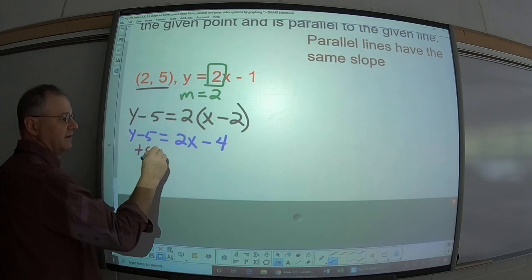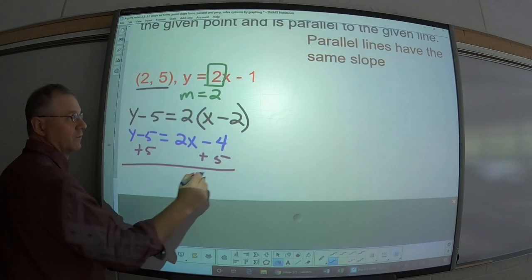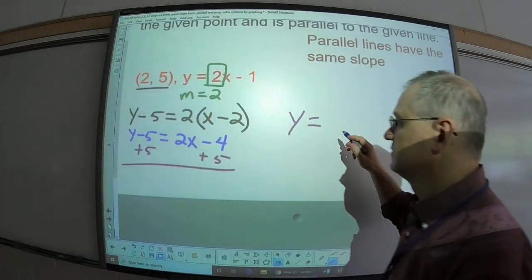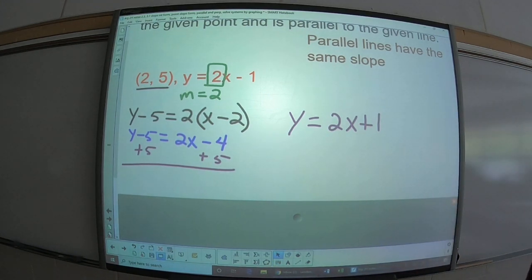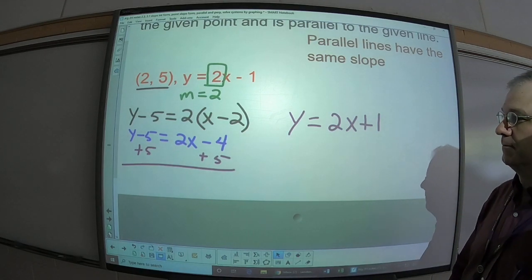I'm going to add 5. y equals 2x plus 1. So if I were to draw these two lines out, we would find that they are parallel.